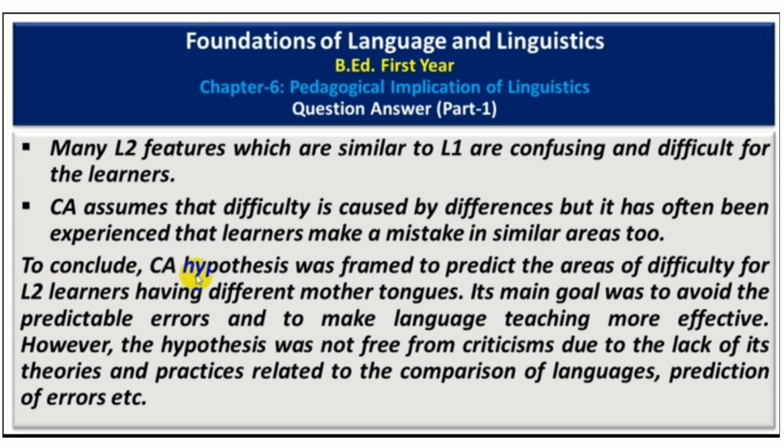To conclude, the CA hypothesis was framed to predict the areas of difficulty for L2 learners having different mother tongues. Its main goal was to avoid the predictable errors and to make language teaching more effective. However, the hypothesis was not free from criticisms due to the lack of its theories and practices related to the comparison of languages, prediction of errors, etc.